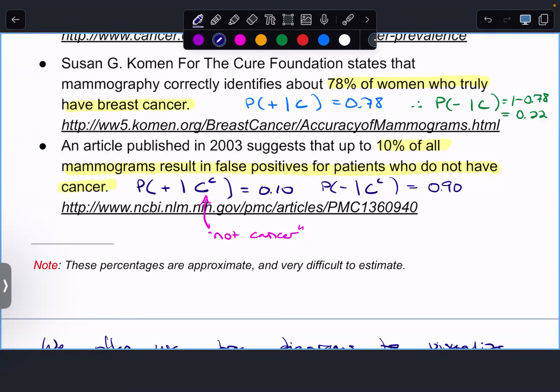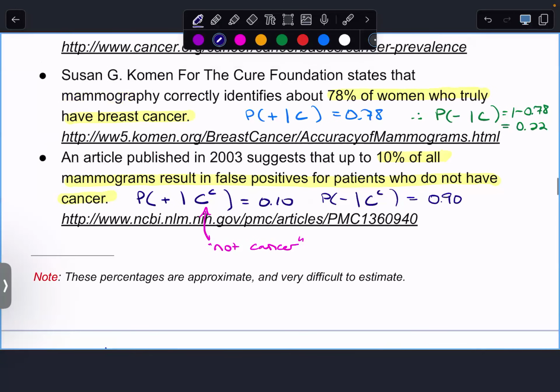Okay. So because this information here all hinged on, well, did they have cancer or did they not have cancer? That means that the first set of branches that I need to map out is, well, do they have cancer or not? Because that's going to determine the next conditional probabilities.